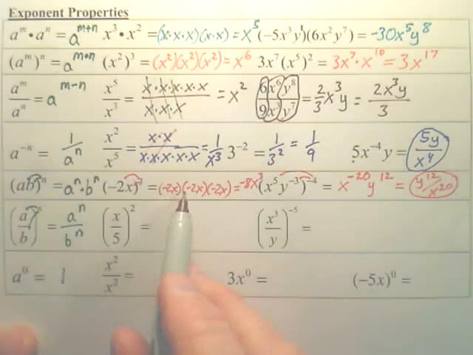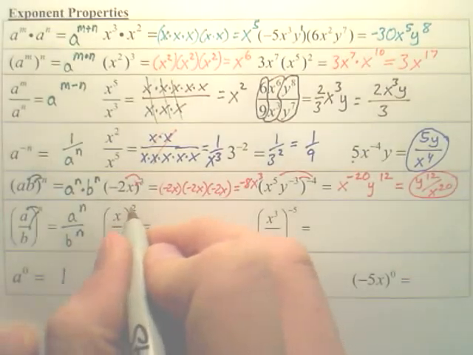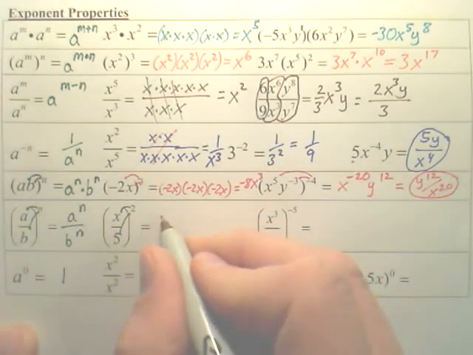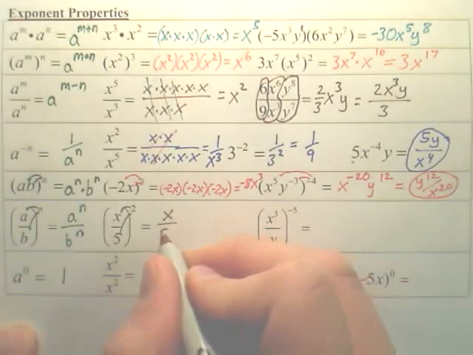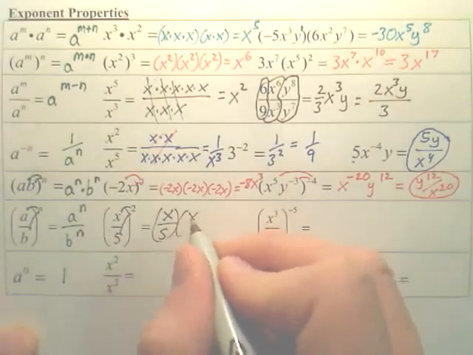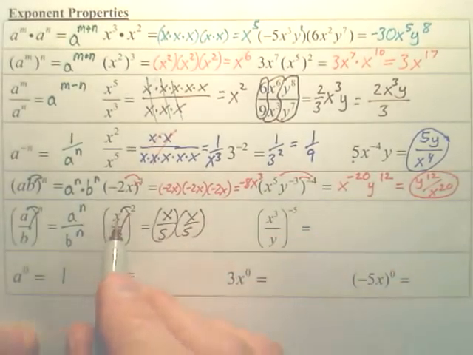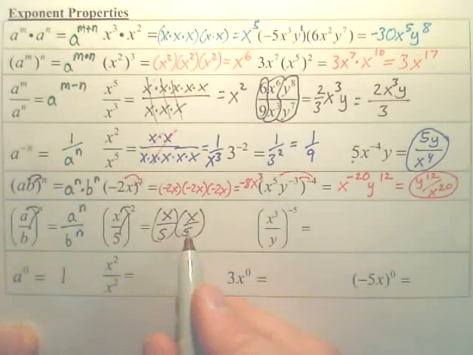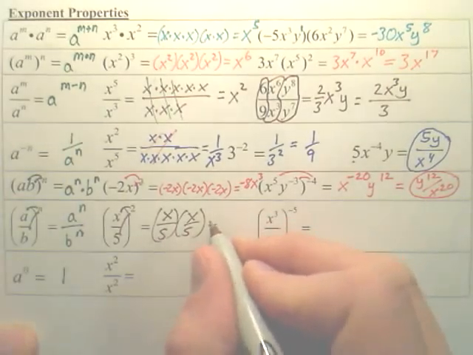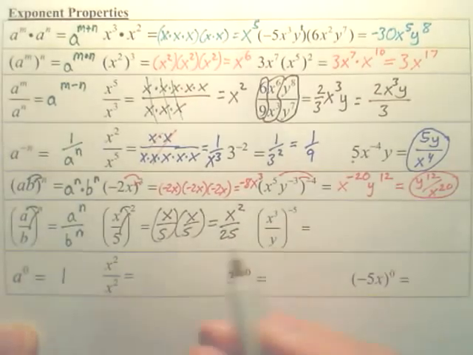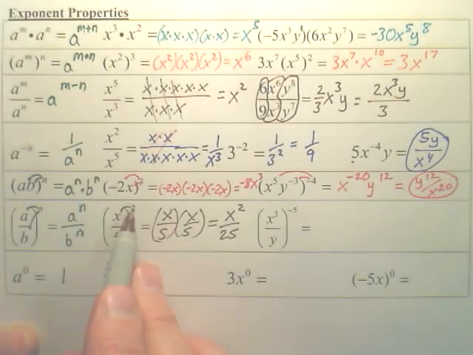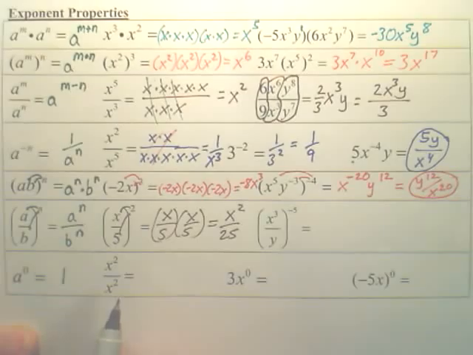This one's pretty much the same as this one. This squared is going to distribute to both of them. But the shortcut, the long way, is going to be x to the fifth. This is the long way, sorry. X to the fifth squared, so x to the fifth, x to the fifth. X times x is x squared. 5 times 5 is 25. Could you also just put x squared, 5 squared is 25?